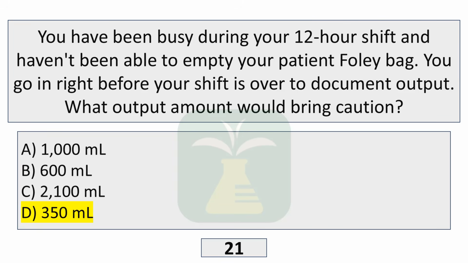Correct answer, D. 350 milliliters. You would be concerned about 350 milliliters in the Foley catheter bag because the patient could be leaning toward acute kidney failure. A patient should have a minimum of 30 milliliters per hour of urine output. The charge nurse should be notified immediately of this patient's urine output.